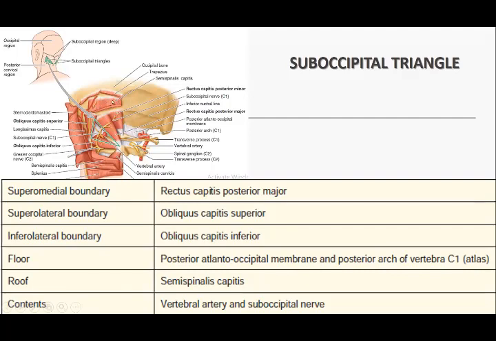This is the semispinalis capitis muscle. This is the other end of the semispinalis capitis, meaning when you join these two ends, this entire area is covered by the semispinalis capitis. दूसरे लफ्जों में, the roof of this triangle, the suboccipital triangle, the roof is formed by the semispinalis capitis.